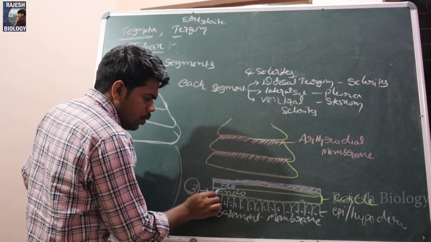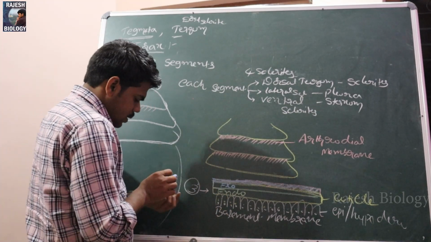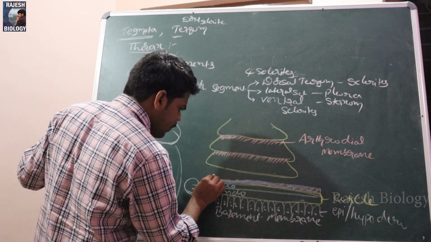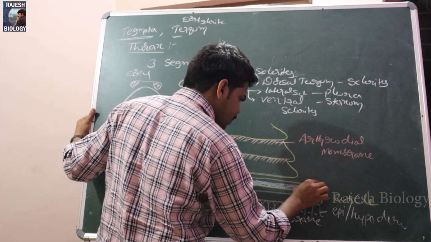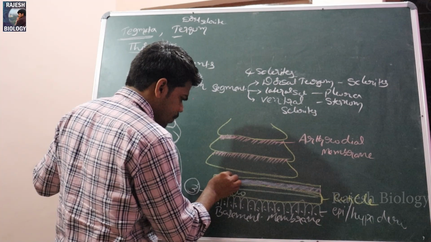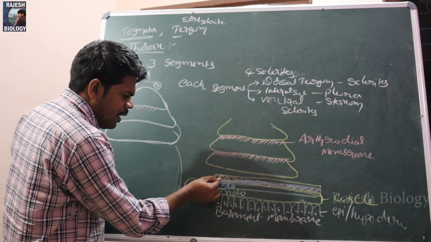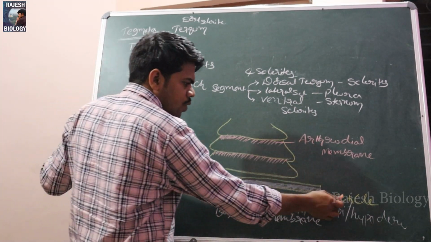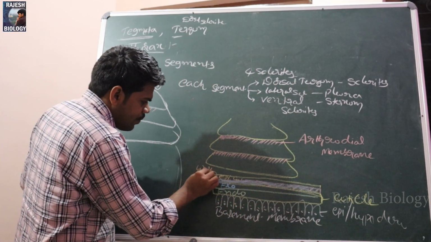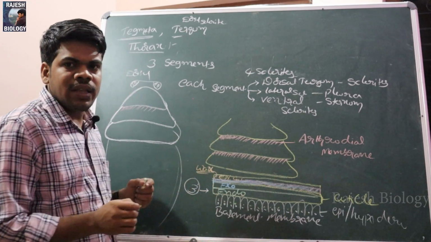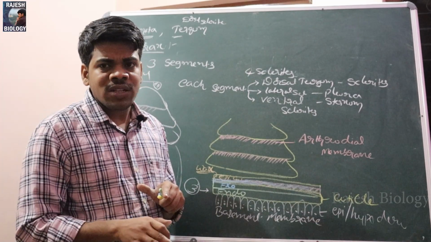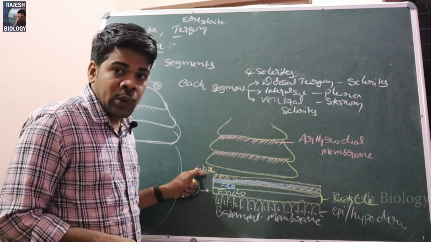Up to here these two are present, exocuticle and endocuticle, and the outermost epicuticle. I'll give another color, orange, for the epicuticle. Epi, exo, and endo together form one cuticle layer. Epicuticle is completely wax. It is the wax layer to protect the body and to prevent water loss.